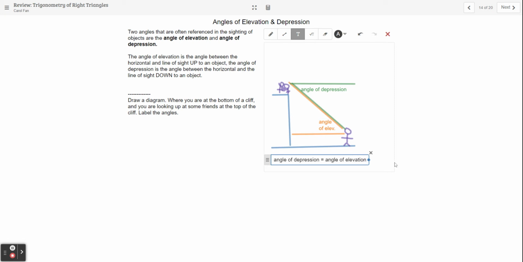Now, it's really important to know how to label this because the angle of elevation and depression is always relative to the horizon. So imagine where you were looking. Normally, you're looking straight ahead as you're walking, and then you raised your head, or your friends lowered their heads.